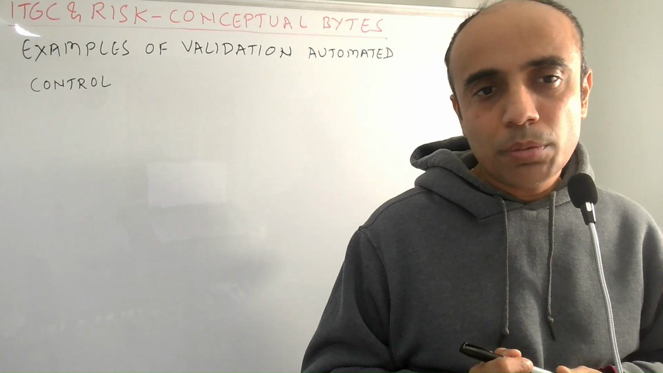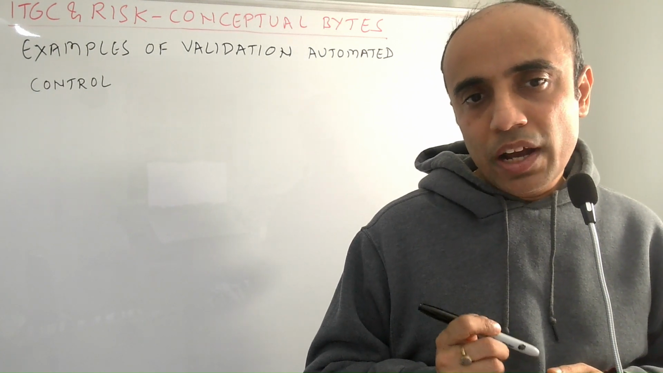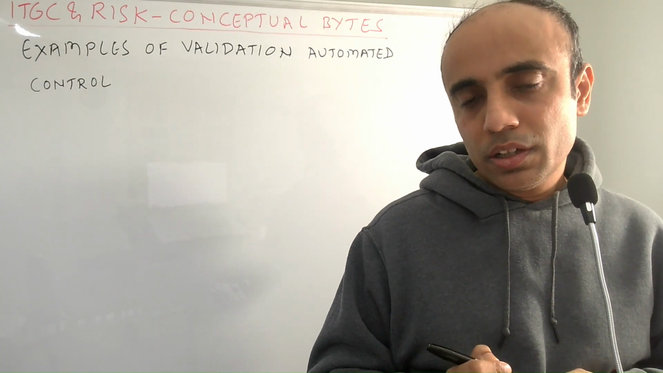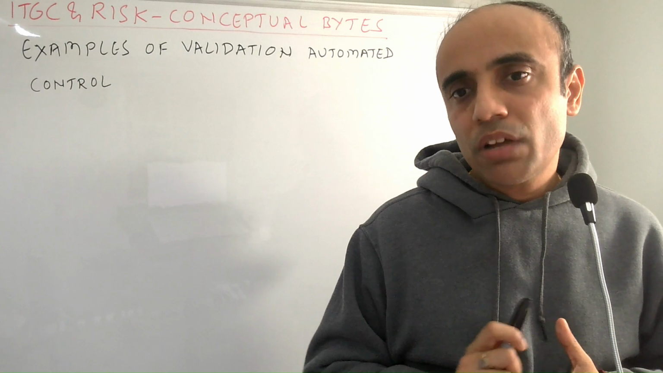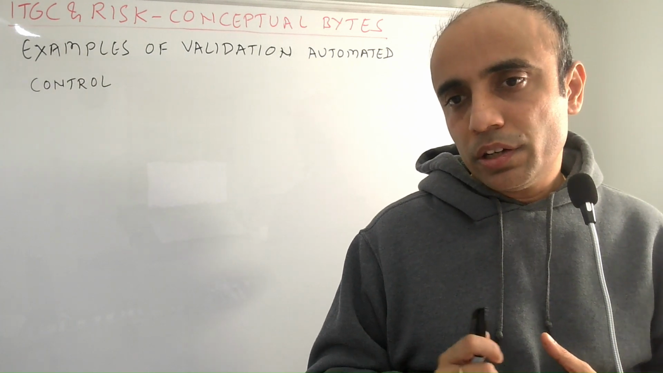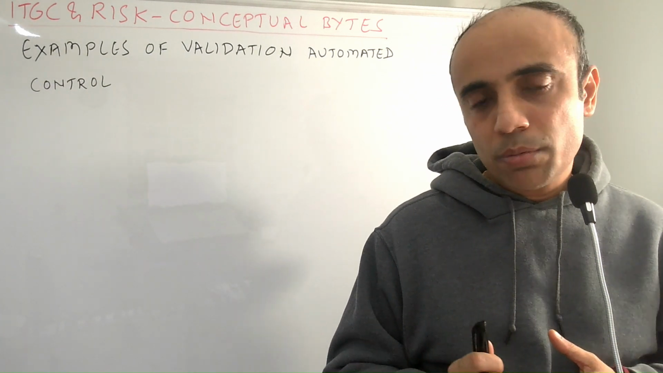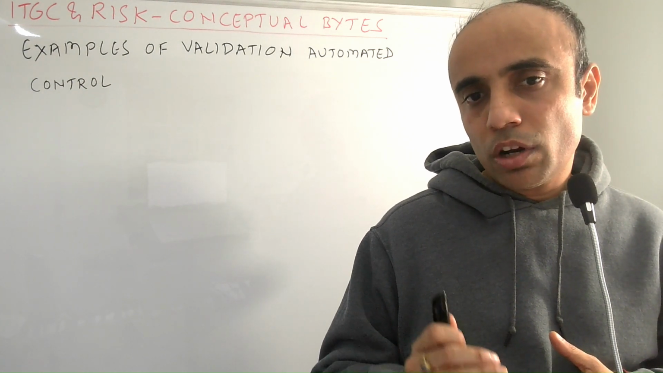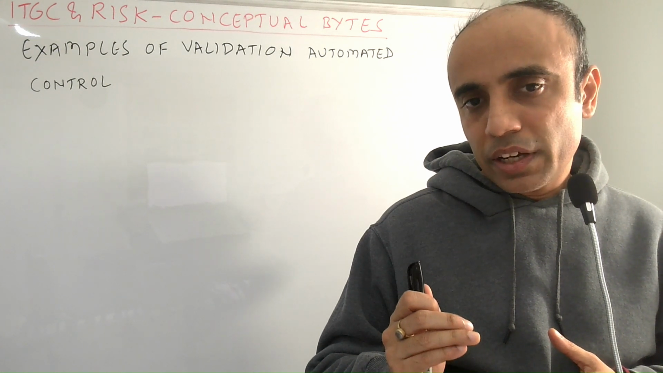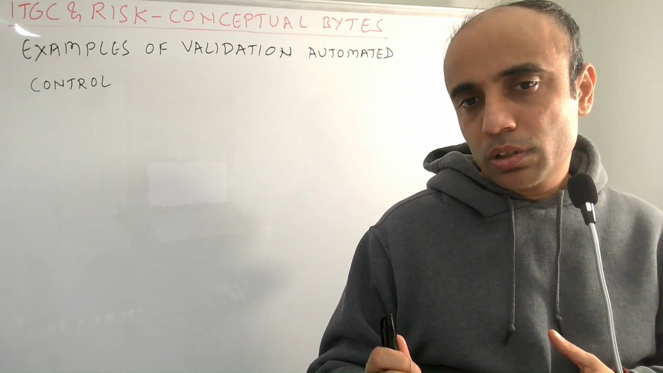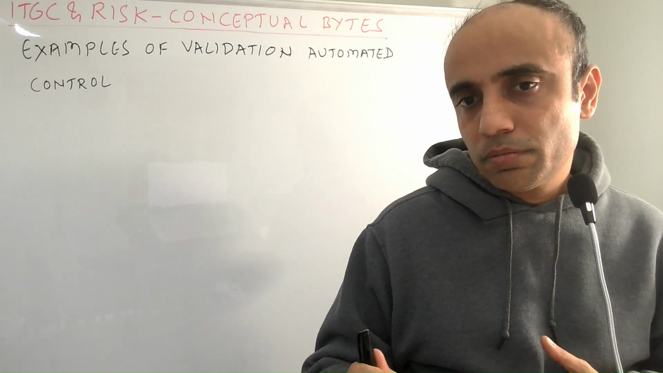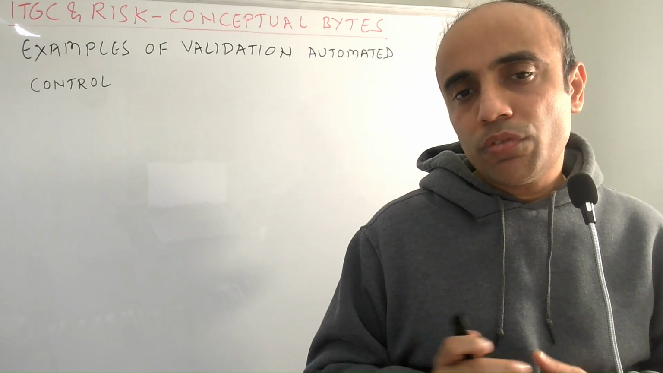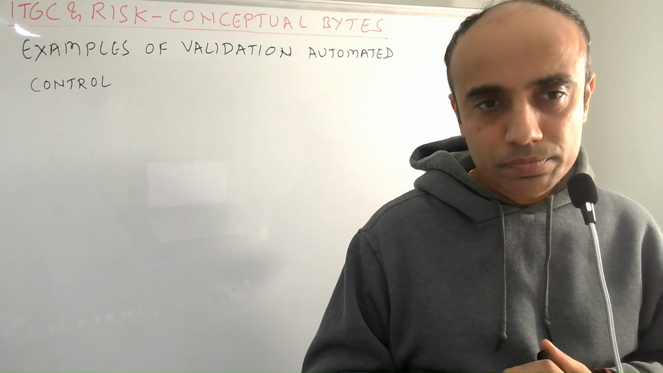Last example is a payroll application validating payroll amounts against hours worked, tax withholdings, and benefits contributions to prevent errors. Again, a real world example wherein a payroll application is validating the payroll amount against the number of hours an employee worked, the tax liabilities, and the contribution to benefits. This is an example of a validation automated control.